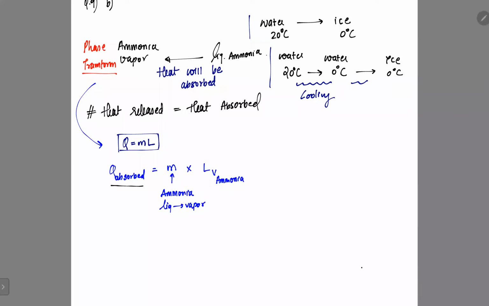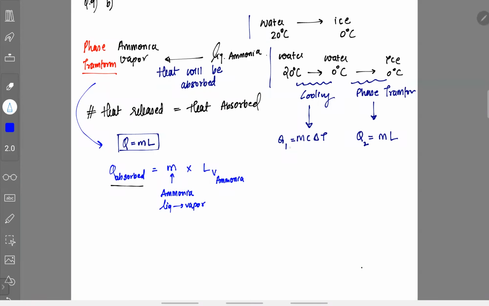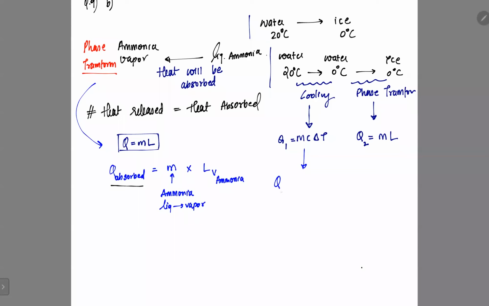But this phenomenon is cooling, right? And this phenomenon is basically phase transformation, right? Now, cooling will have the formula m c delta T. Let's say that value was Q1, and phase transformation will have the formula, let's say Q2, which is m into L, right? Now, in this case, this can be rewritten as Q released 1, and that will be the mass of water into c of water into change in temperature, and that particular change in temperature is 20 degrees Celsius. Do you agree with me?